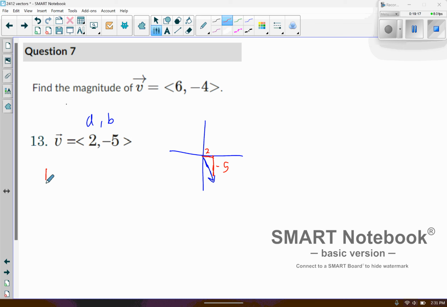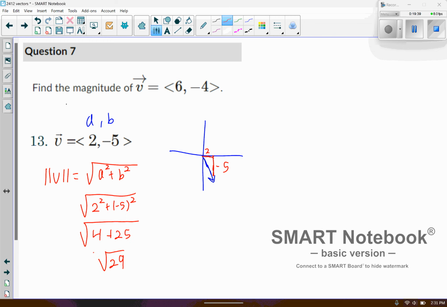So in order to figure out the magnitude of this vector, it's just going to be the square root of a squared plus b squared in terms of the values of your vector. So we're just going to have 2 squared plus negative 5 squared. So we're going to get the square root of 4 plus 25, which is the square root of 29. And so that's the magnitude. So you'll do the same thing with your vector up here. Take those values, follow this formula, and you should be in good shape.